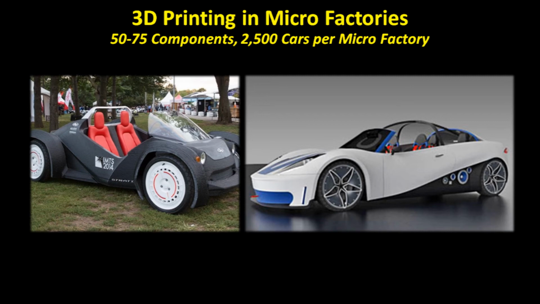Now these 3D printed cars can be made from 50 to 75 components. They're electrically powered and they can produce 2,500 cars in a microfactory that returns a profit. A conventional car manufacturer will be looking for 50, 75,000 cars. So immediately you get a sense that producing something from 50 to 75 components, compared to 5, 10,000 components that we might see in a conventional car, creates a very different manufacturing process.